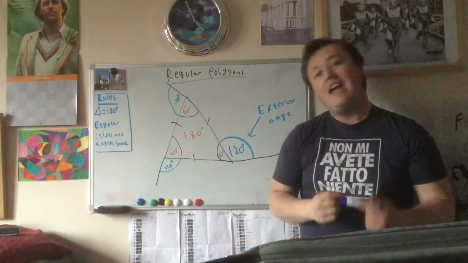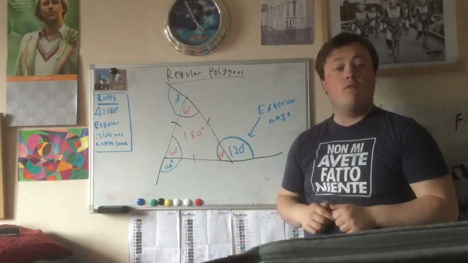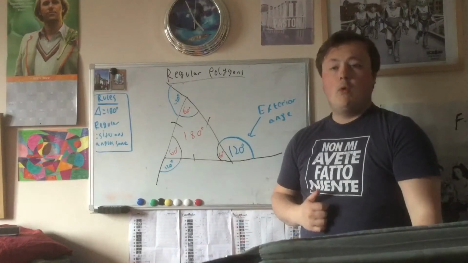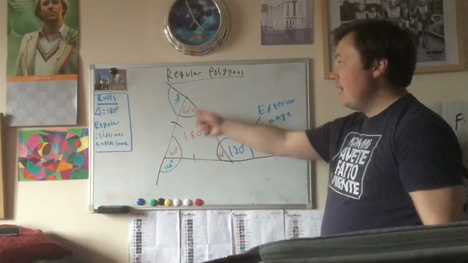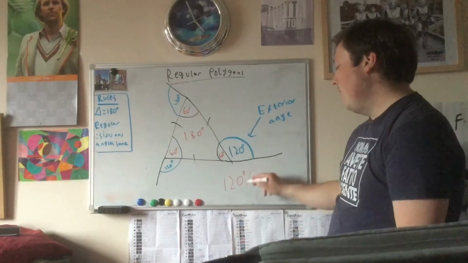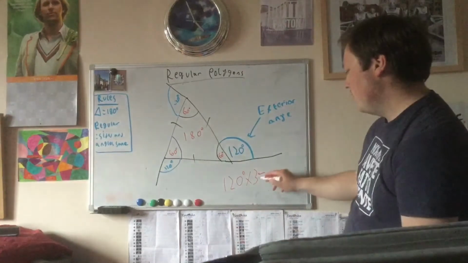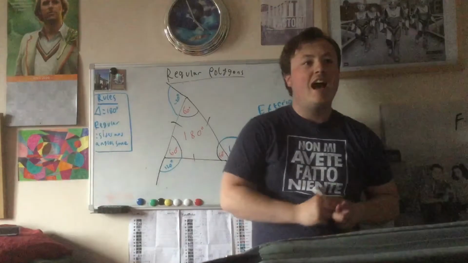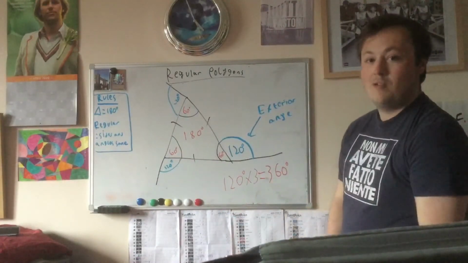So that's how you find an exterior angle. You just simply subtract the interior angle from 180. Simple. So how do we find the sum? Well, if we have a 3-sided shape like this, we have 3 exterior angles. So you just do 120 degrees times 3. And what does that get you? 360 degrees. And that is the sum of the exterior angles in an equilateral triangle.